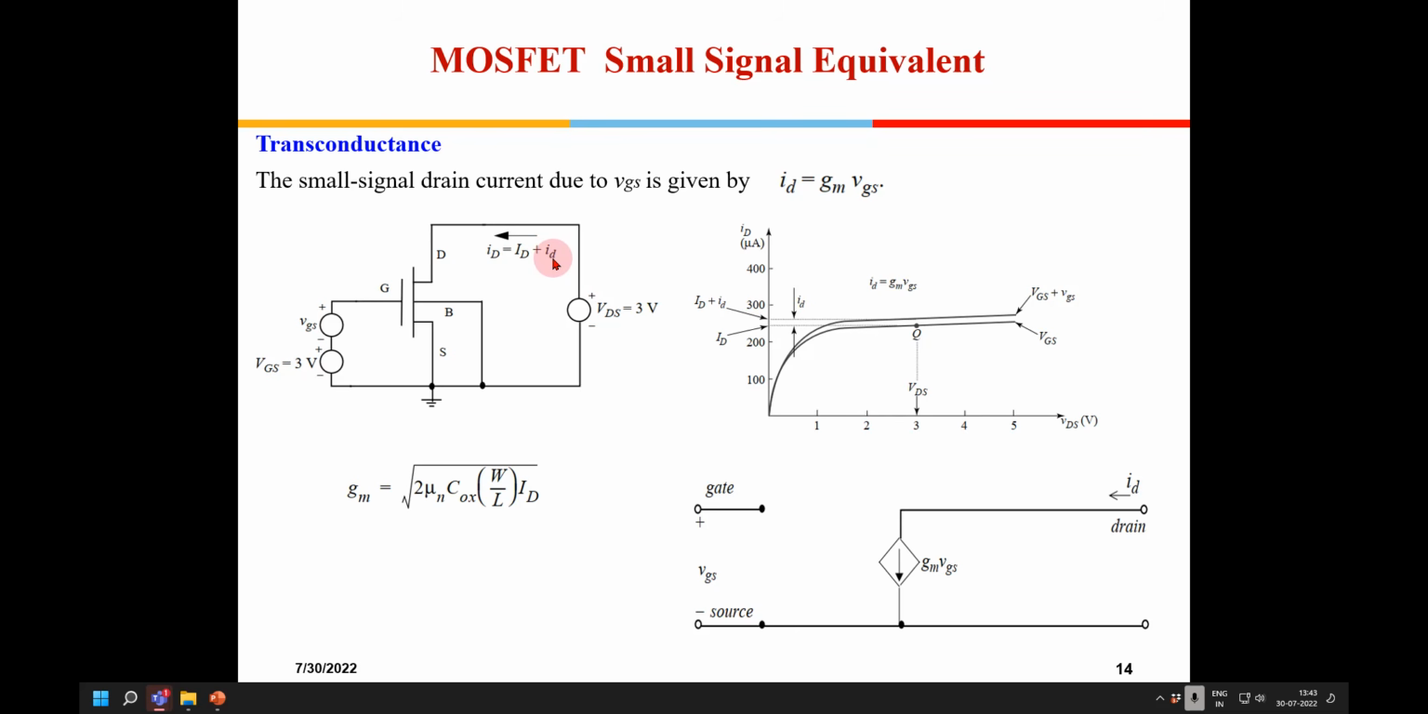Is this clear to all of you? Sir, I have one question. Yeah, tell me. How small can this vgs be? When we call it a small signal compared to a large signal. It will generally be in the order of millivolts. When we compare it to the DC voltage, is there some percentage?